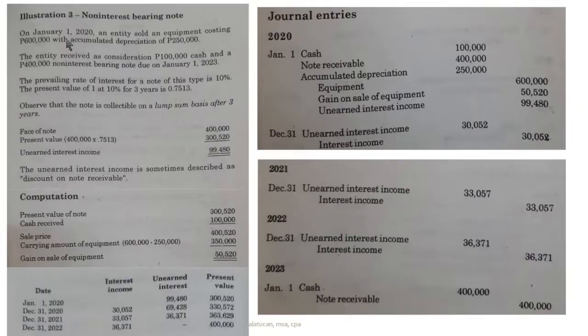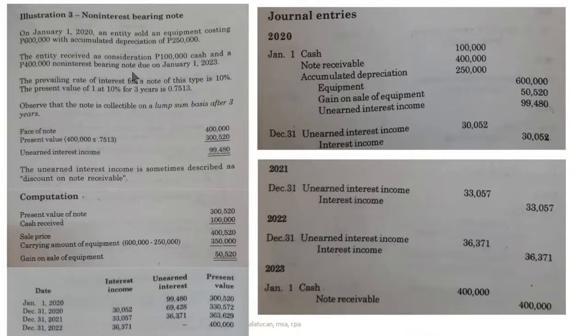So I think this is the last illustration in the book. Okay, the third one is still a non-interest bearing note. So it has a cost of 600,000 with accumulated depreciation. This time, there is accumulated depreciation. The previous problem, there was none. Okay, so same. The entity received a consideration of 100,000 cash and a 400,000 non-interest bearing note.